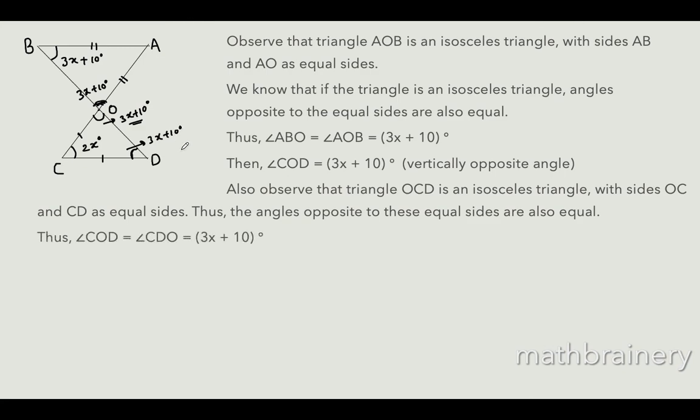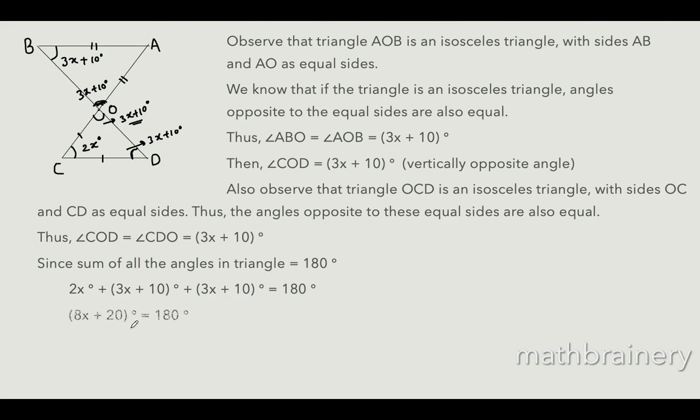This makes sense now? Now you observe this triangle OCD, we have three angles, two same angles which is 3x plus 10 degrees and the apex angle as 2x degrees. Now to find out the value of x, we use the same property of triangle, which is sum of all the angles is equal to 180 degrees. That means 2x plus this 3x plus 10 plus this 3x plus 10 must be equal to 180 degrees. Let's simplify the left hand side first. 2x plus 3x is 5x, 5x plus 3x is 8x, 10 plus 10 is 20. So it must be 8x plus 20 degrees is equal to 180 degrees.